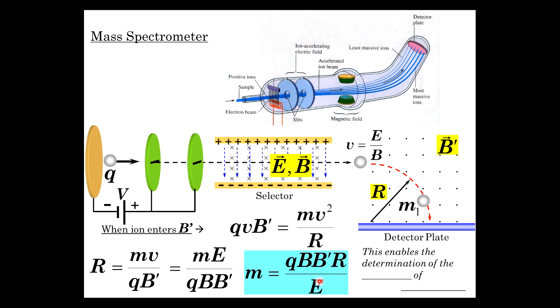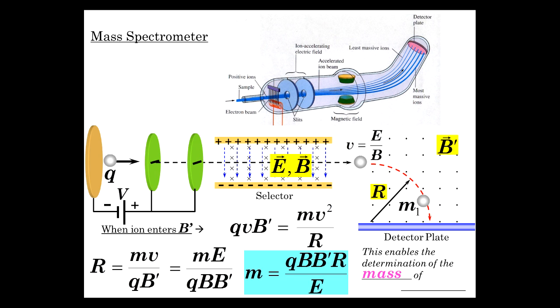All very quantifiable. We know what they are. We can adjust them at will as necessary. But the conditions being just right with the selector, that particular mass entering this magnetic field will curve a certain amount, and it's all clearly listed there. What that does is enable the determination of different masses.